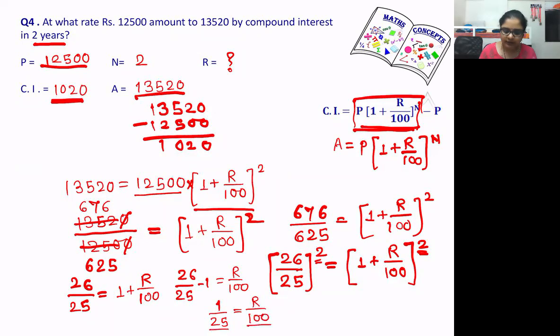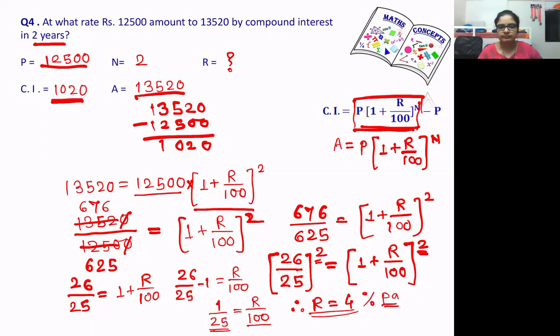Now find the equivalent fraction. 25 multiplied by 4 gives me 100. So 1 multiplied by 4 will give me r. What will be the value of r? r will be 4. 4% per annum.